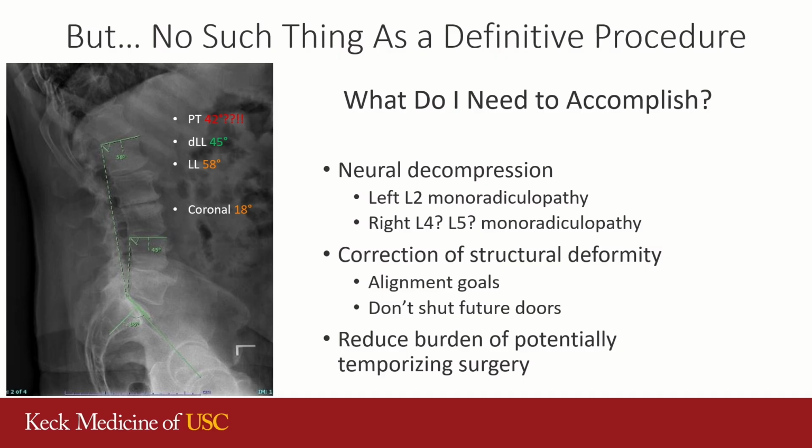So when we go back, what do we need to accomplish? Again, neurologic decompression through indirect means is appropriate. Correction of structural deformity, really not that much of a structural deformity, you could get it really any way: lateral, T-lift, posterolateral, and reduce the burden of potentially temporizing surgery. For those of us who do lateral, I think you would agree that a 2-3 level lateral with percutaneous screws is a very reasonable operation. Still a big operation, but a reasonable operation for a patient to recover.